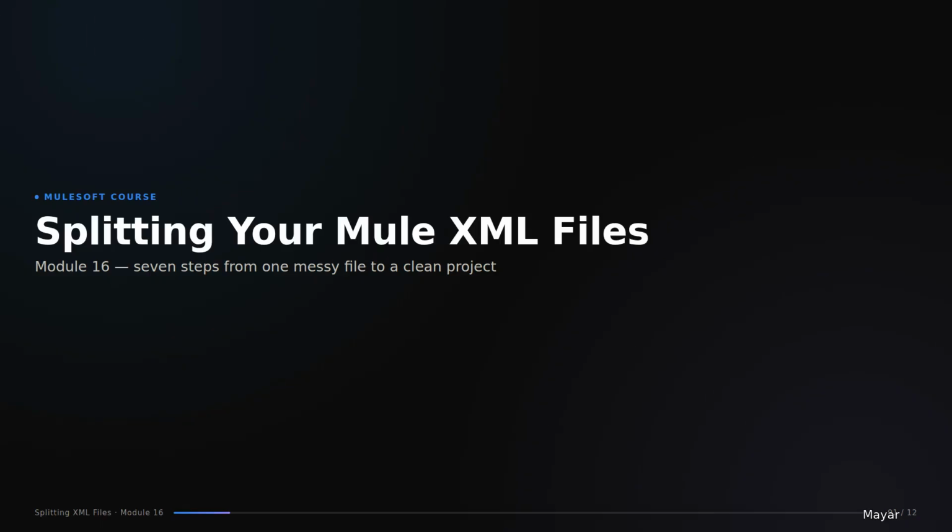First we look at the mess. Then we create the folders and the configuration files. Then we move things across one at a time. The global elements, then a subflow, then a second flow, then the global error handler, and at the end we look at the finished project. Along the way I will tell you which file each thing belongs in, how to name them, what breaks and what does not, and the tips at the end that stop this going wrong.